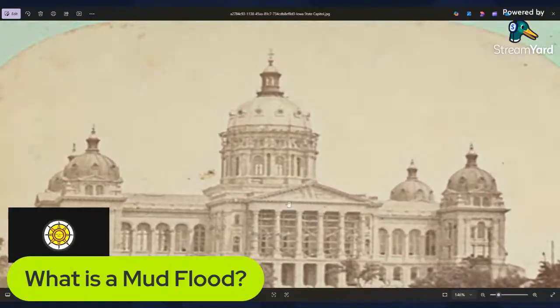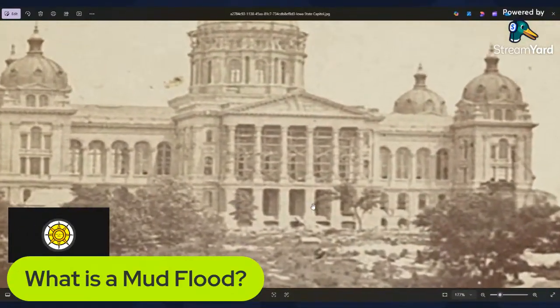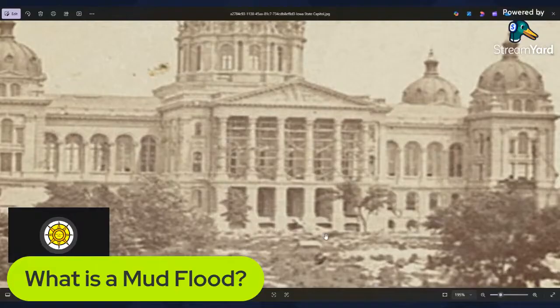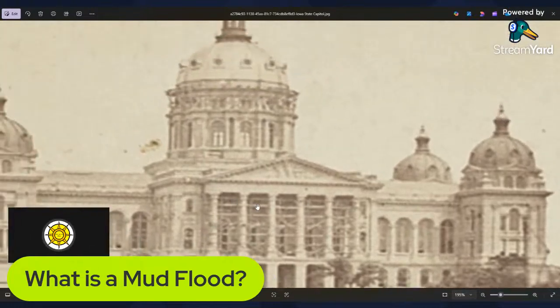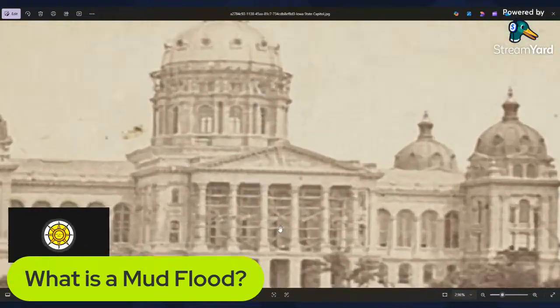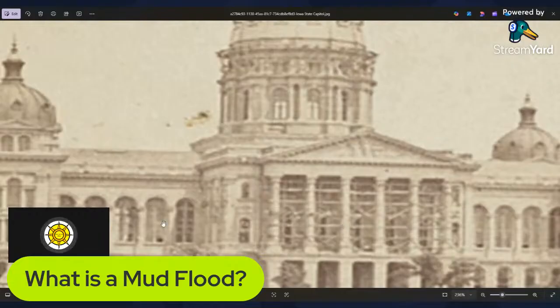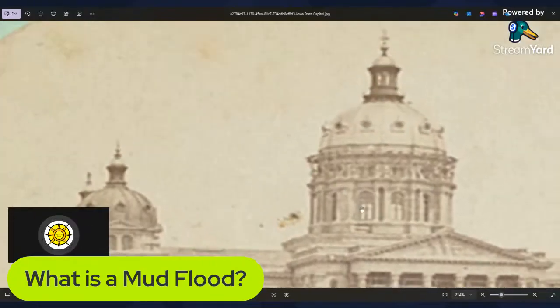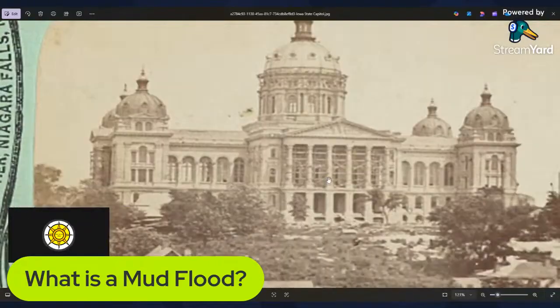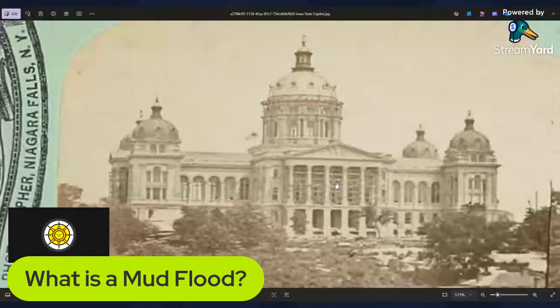dome being completed. Now, about the only change you really see is that the little shack here has been removed. So I don't know, perhaps the dome builders or the contractors actually lived in that little shack that we saw. But other than that, it looks pretty much the same. Even the same scaffolding. What exactly were they doing with that scaffolding? Who knows? And why am I suggesting that the Iowa State Capitol itself may be a mud flood building?